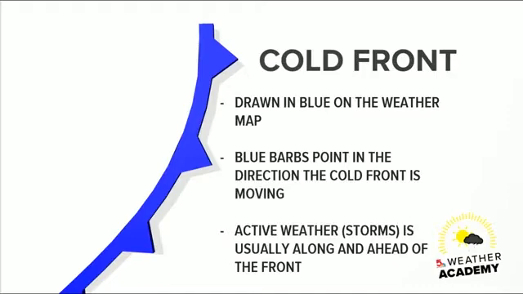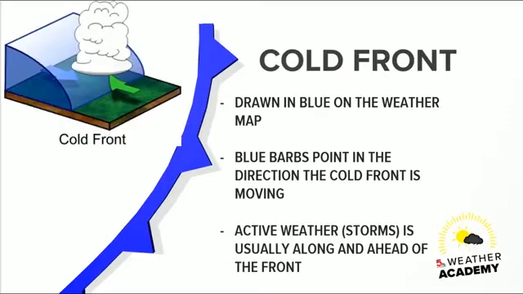So we know which way it's moving based on the way it's pointing. Those little barbs, those little triangles. And active weather, a lot of times it's thunderstorms, is usually along and ahead of the cold front. So if we take a slice of what the cold front looks like, that slice is a pretty steep curve. Think of a cold front as like the snow plow pushing snow.